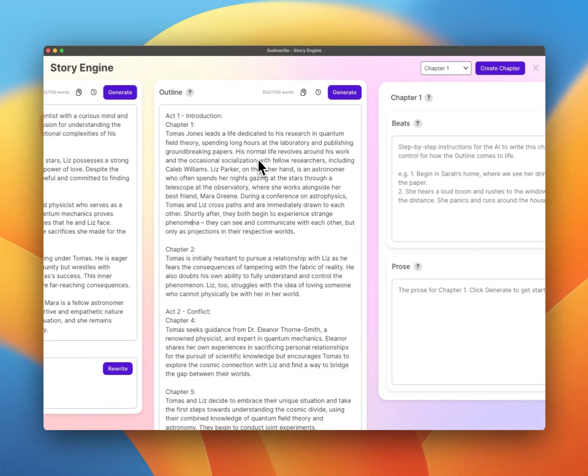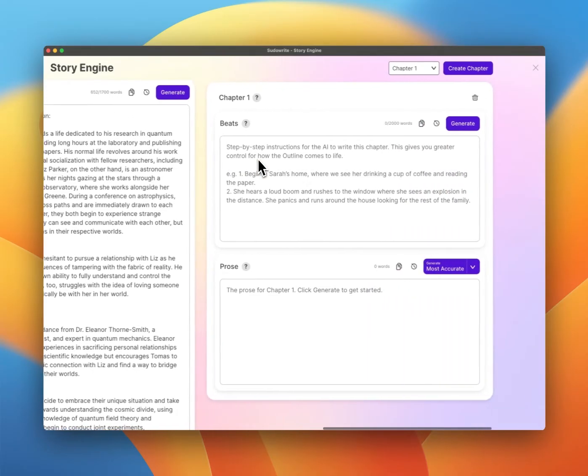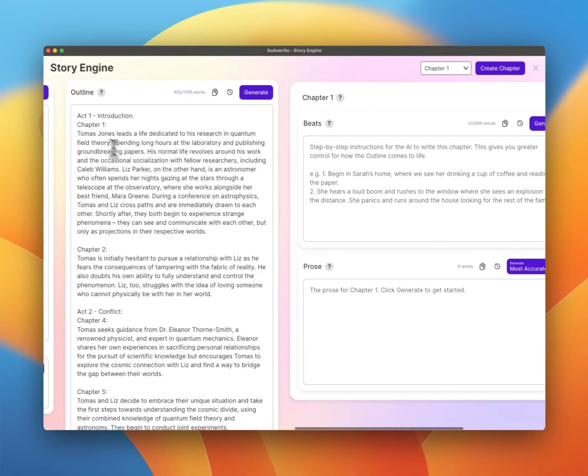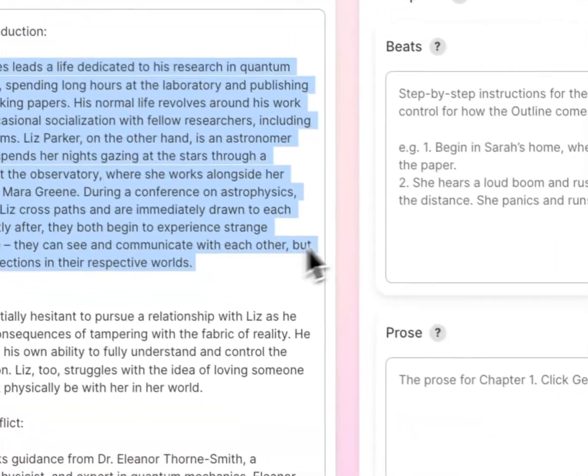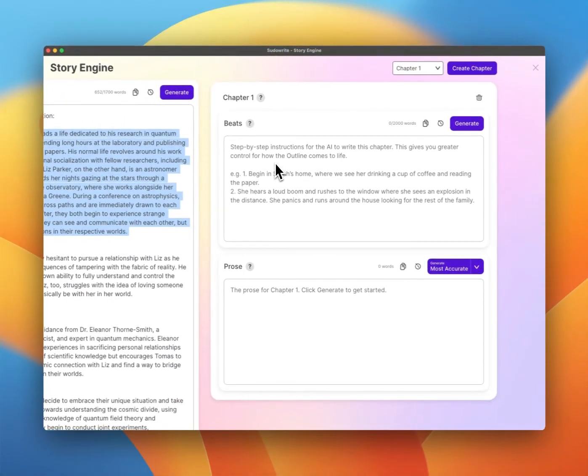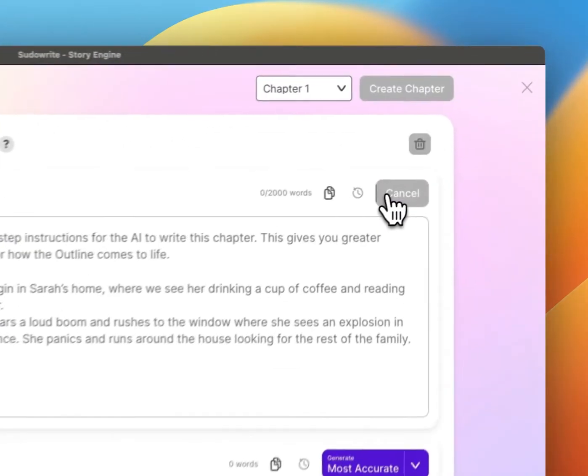And now we can move on to actually generating the chapter. Before we can do that, though, first we must generate something we call beats. So this is the beats that happen in the chapter. This is the summary for that chapter. So these are step-by-step instructions that guide the artificial intelligence to write the chapter. So let's generate that now.